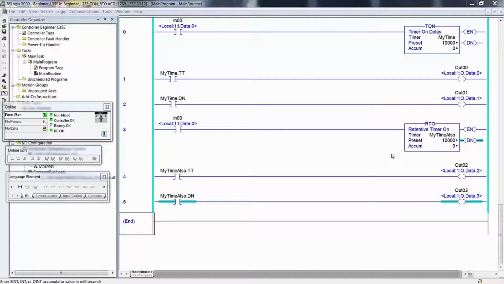Now, if this were a TON and the done bit was set, as soon as this rung was scanned, the false condition would clear the accumulator, clear the enable bit, and clear the done bit. Not so with an RTO because it is retentive. So that's very interesting.